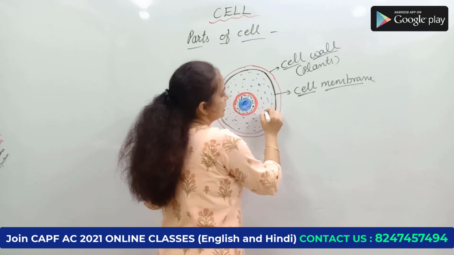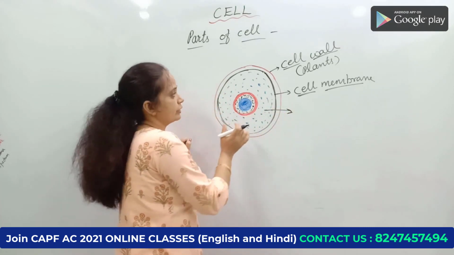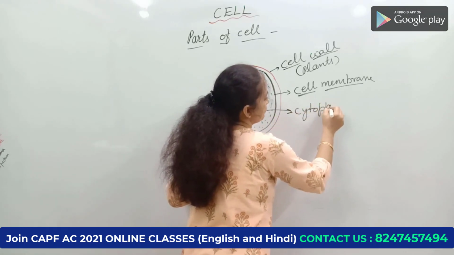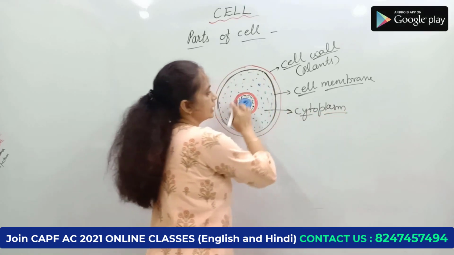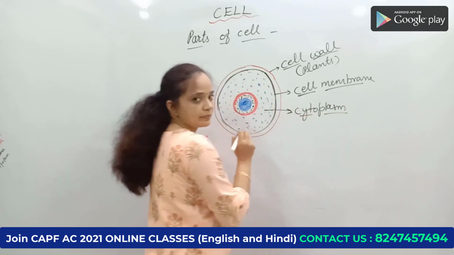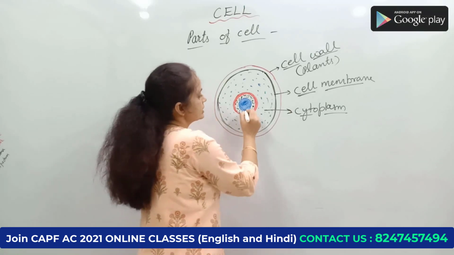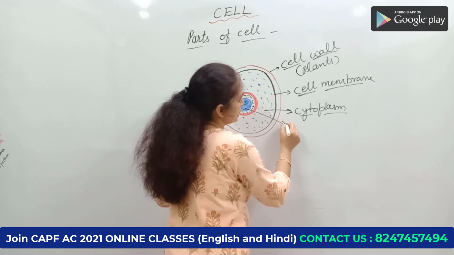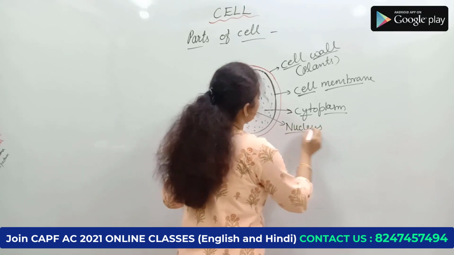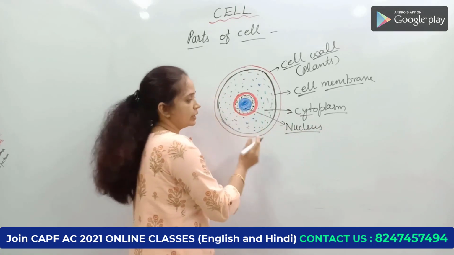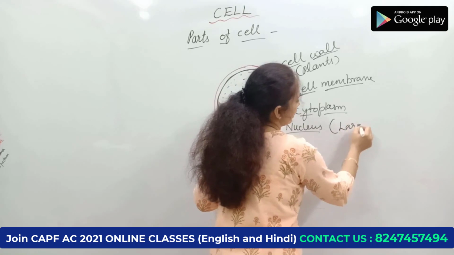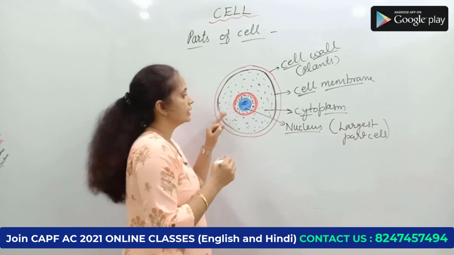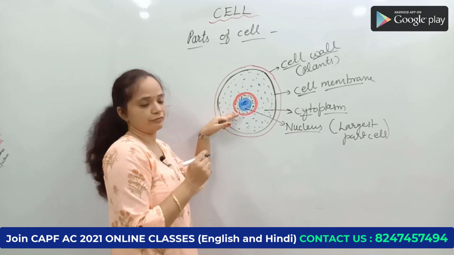Then the liquid part which is present in the cell is called cytoplasm. The liquid part inside the cell is called cytoplasm. Then the center part, the middle part, is called the nucleus. The nucleus is the center part and the largest part of the cell. This you have to remember. Which one is the largest part of the cell? The nucleus is the largest part of the cell.